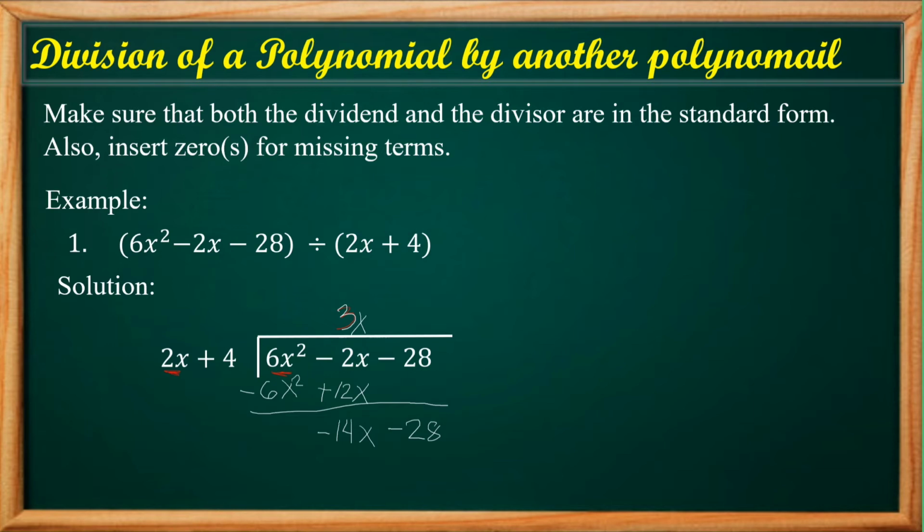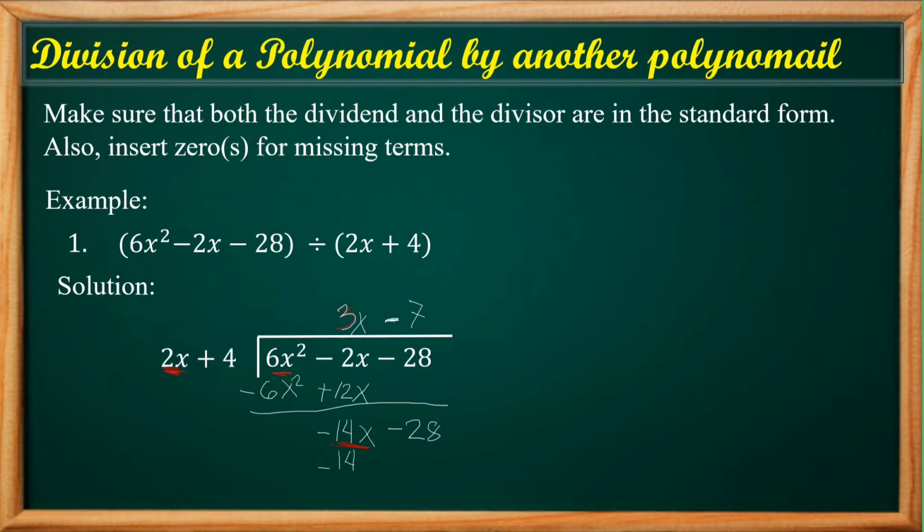Next, always remember our first term, which is negative 14x. We divide it by the first term of our divisor, which is 2x. It means negative 14 divided by 2 is negative 7. x divided by x, the answer is 1. Therefore, 1 times negative 7 is negative 7. Negative 7 times 2 is negative 14.